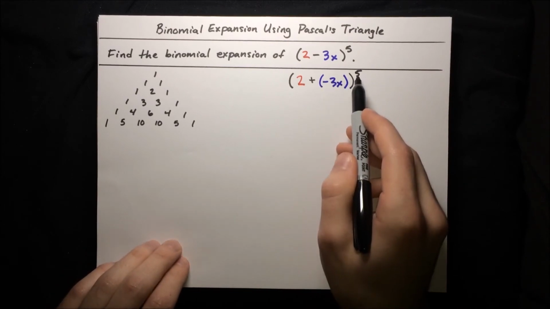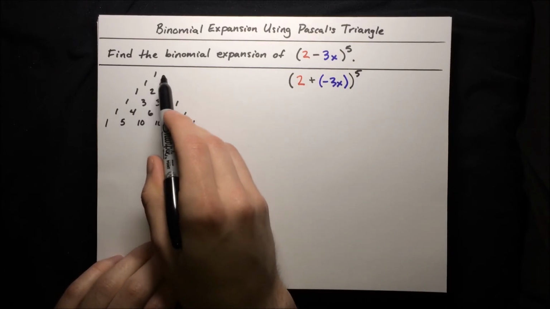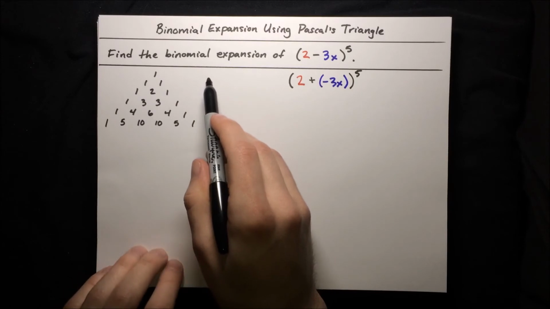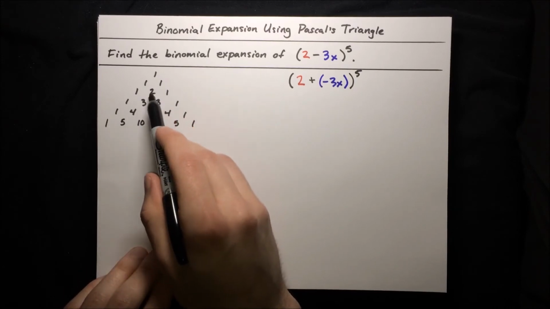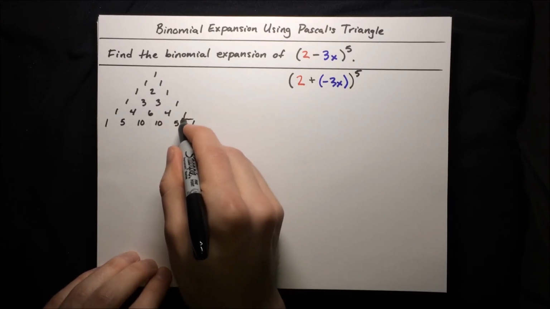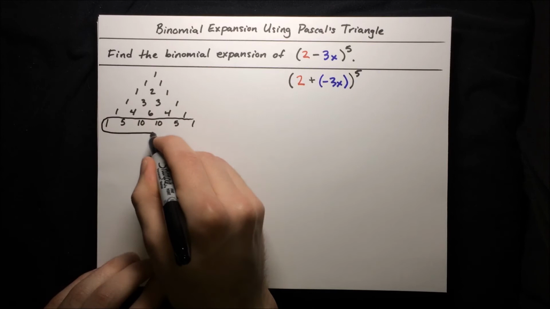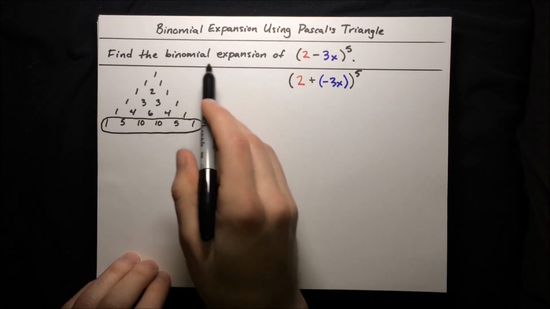So 5th power here. So let's look for the 5th row of the triangle. Remember, first row is actually the 0th row. And the easier way to see this is just count the second entry, 1, 2, 3, 4, 5, go to where it's a 5, and that is the row that we want to use. 1, 5, 10, 10, 5, 1. So these are our coefficients in our binomial expansion.